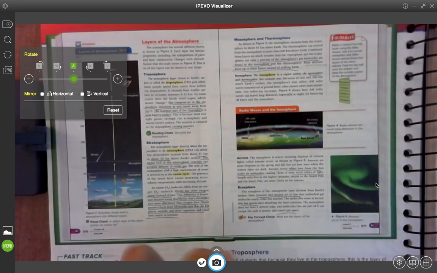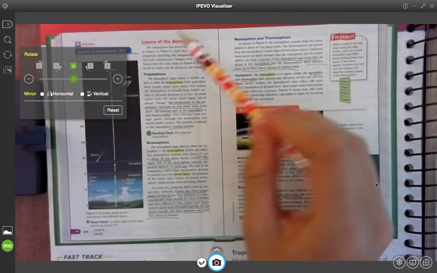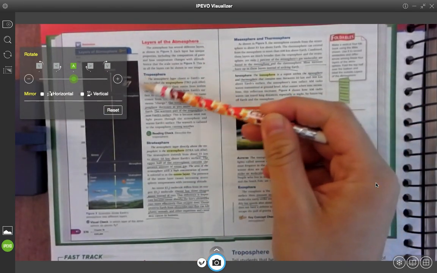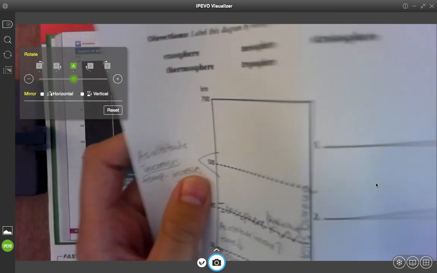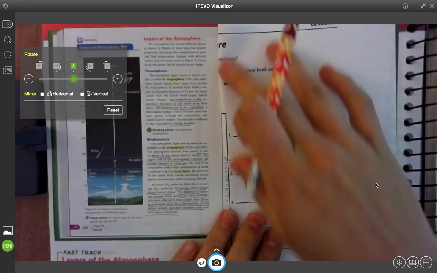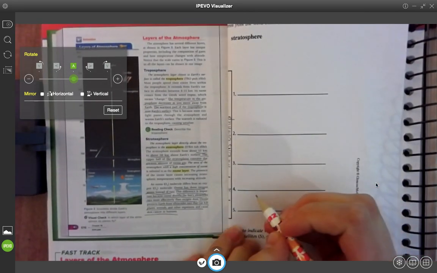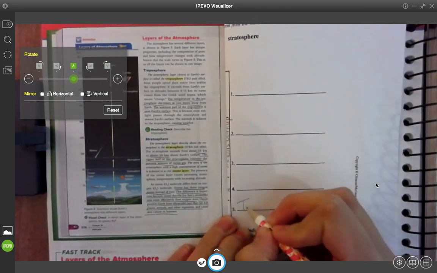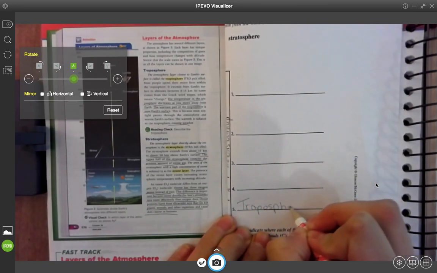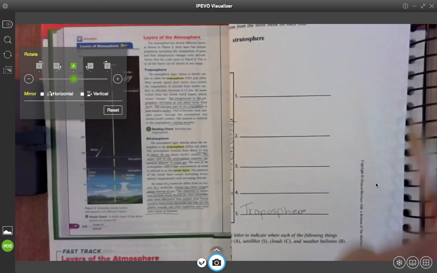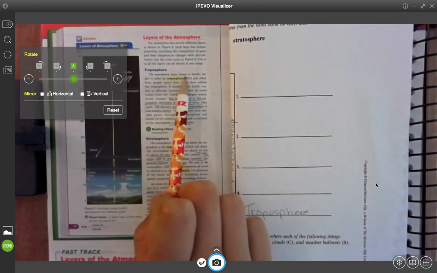So we're going to talk about the layers. I said there were 5 layers of the atmosphere, and the first layer of our atmosphere, and I folded mine in half just so that way I could fit it on the screen a little bit better, is the troposphere. So I'm going to write that right here. Troposphere. And the troposphere is where we live. So it says the atmospheric layer closest to Earth's surface is called the troposphere.